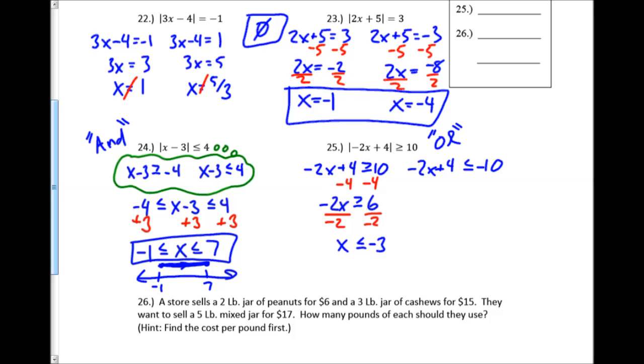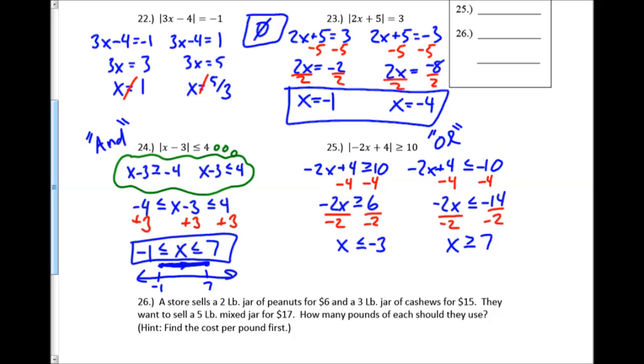And then I do the same thing over here. I subtract the 4. So I've got a negative 2x is less than or equal to a negative 14. I divide each side by a negative 2. Once again, this is an inequality. Since I have an inequality, whenever I divide by a negative, I have to flip the inequality sign.